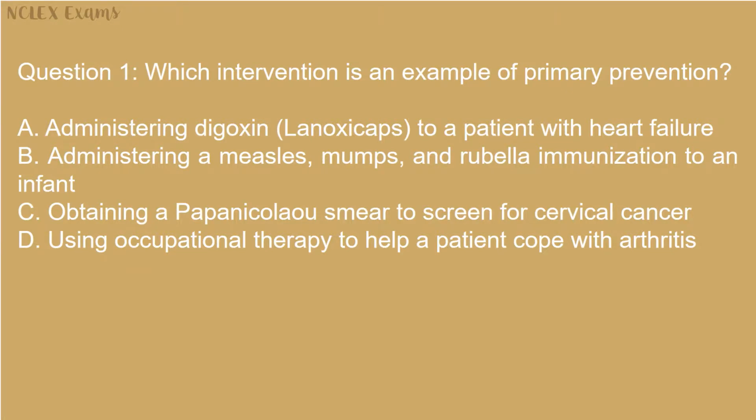Question 1. Which intervention is an example of primary prevention? A. Administering digoxin (Lanoxicaps) to a patient with heart failure. B. Administering a measles, mumps, and rubella immunization to an infant. C. Obtaining a Papanicolaou smear to screen for cervical cancer. D. Using occupational therapy to help a patient cope with arthritis.